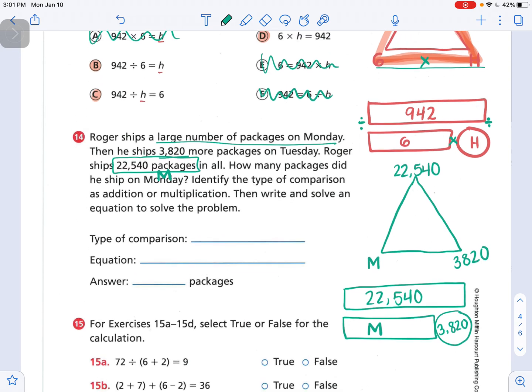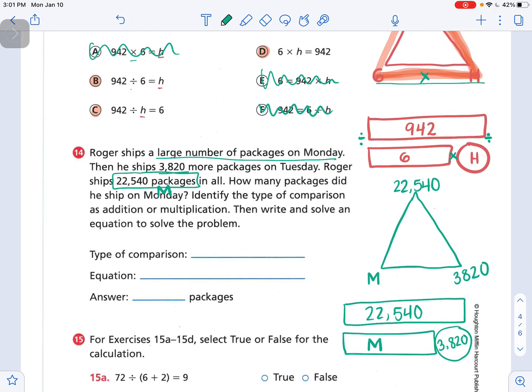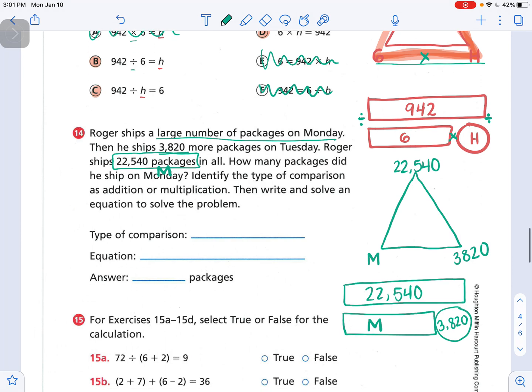Now in this last problem, they told you, hey, we're multiplying and dividing. But for this problem, they're asking you, are you going to use addition and subtraction or multiplication and division? If I'm looking at this and I'm saying he has 3,820 more packages, I'm going to know that I'm probably going to be using addition and subtraction. If it had said times as many, then I would use multiplication and division, but it does not say that.